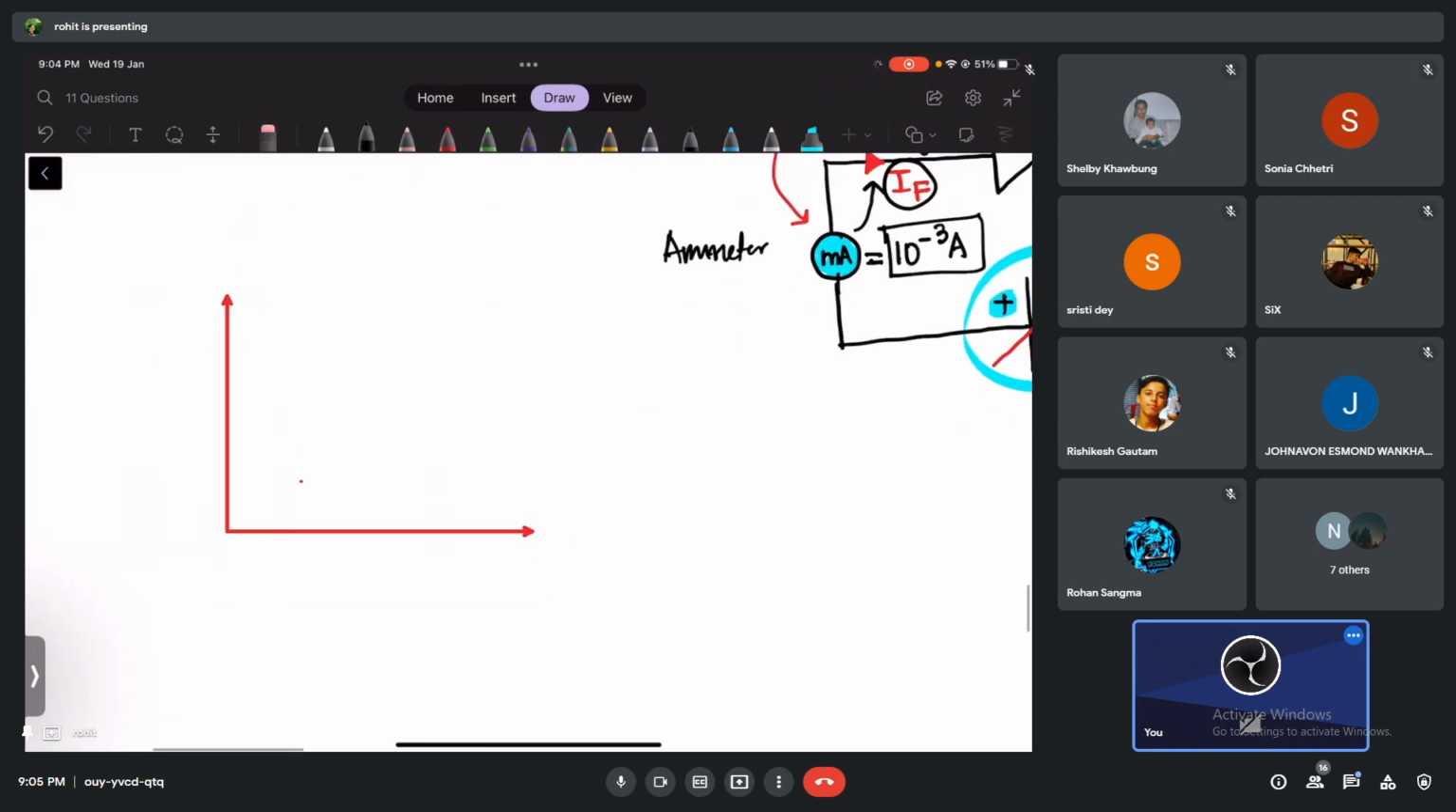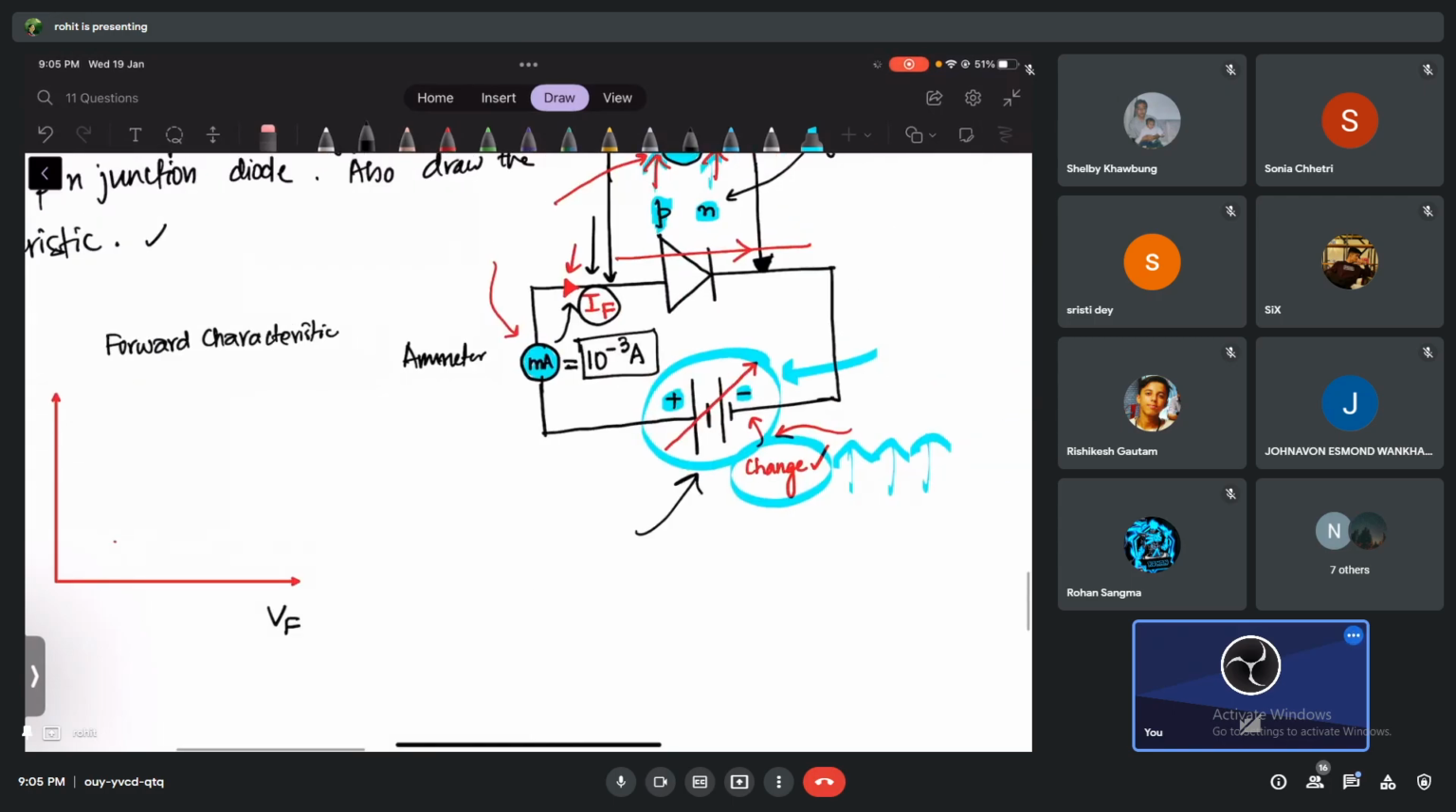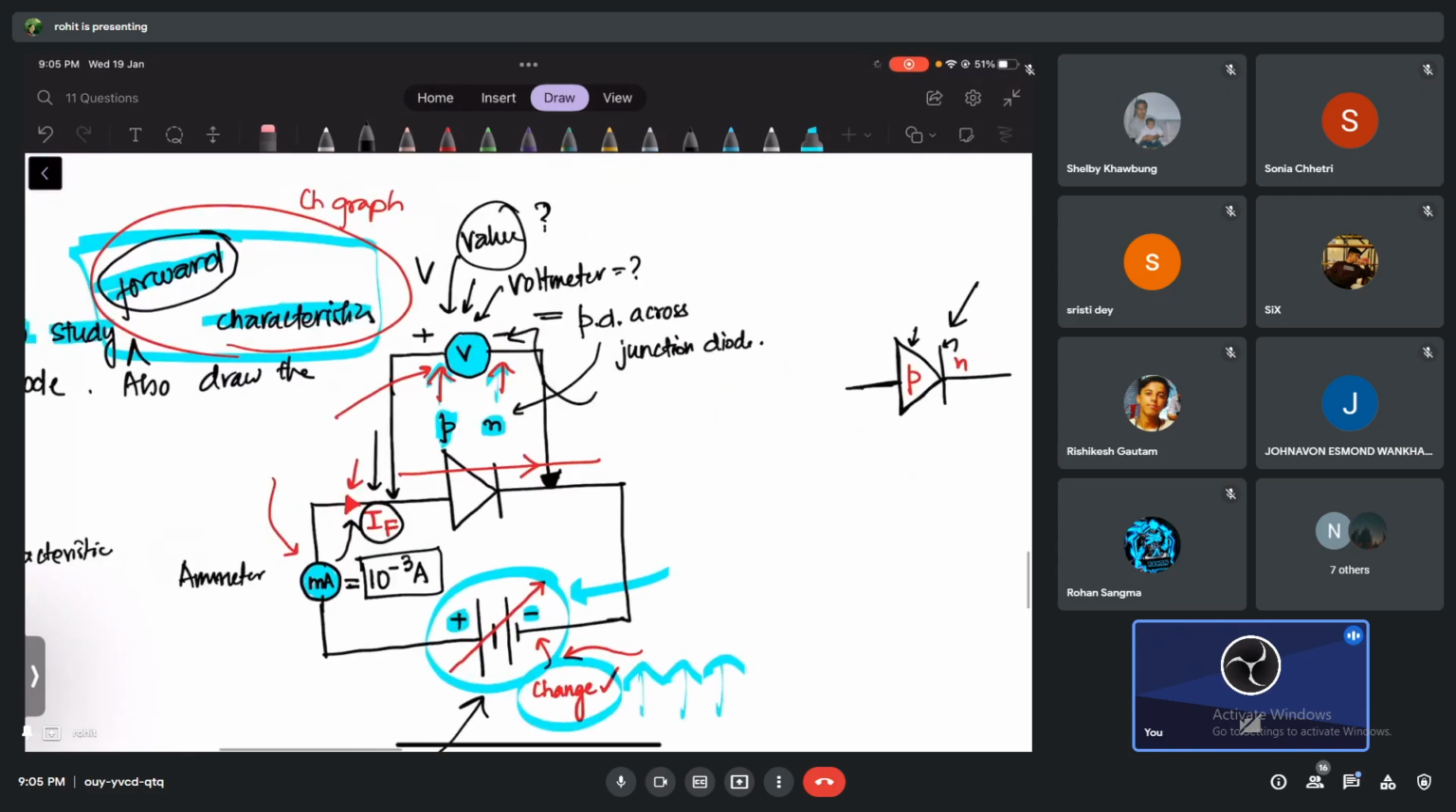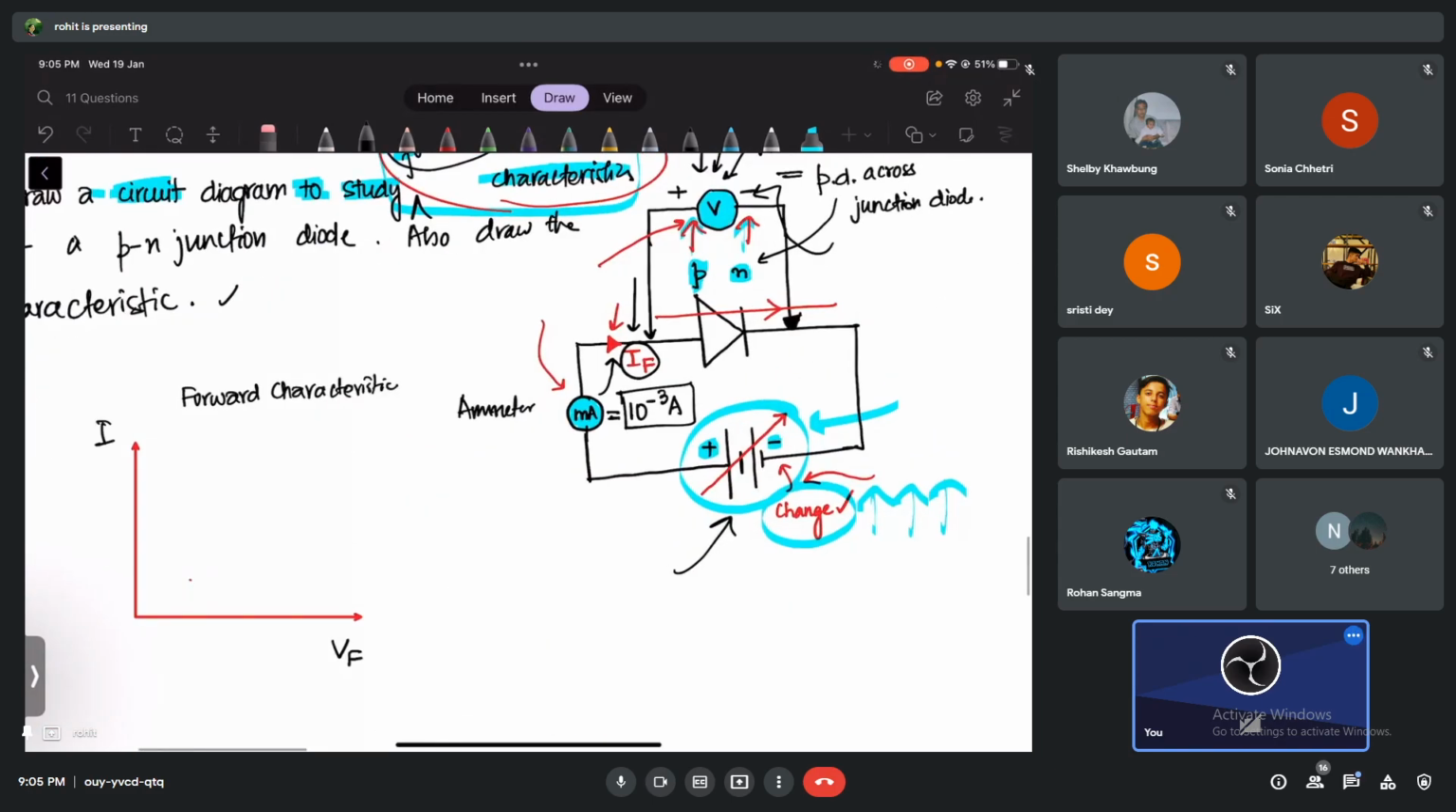When I say forward characteristics, it simply means how much forward voltage you apply, which can be measured using this voltmeter, and how much current will pass through this diode. That is the meaning of this characteristics. Can you understand? Characteristics means like a character of this diode, no? How much voltage will give how much current passing through this diode, right? So that's the characteristics of this diode. That is what we are going to draw now in this graph.